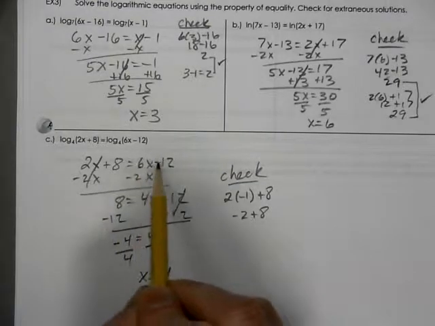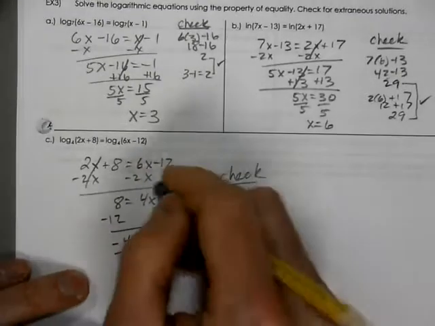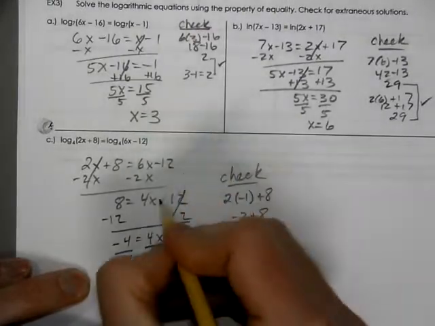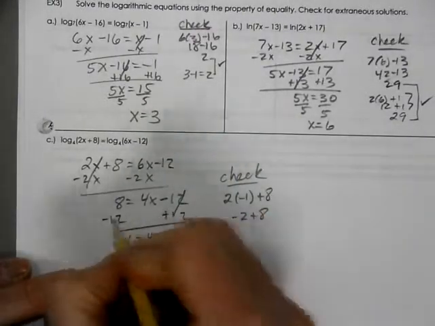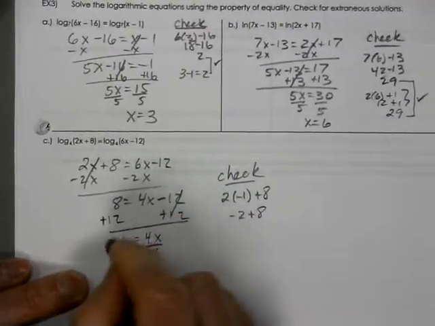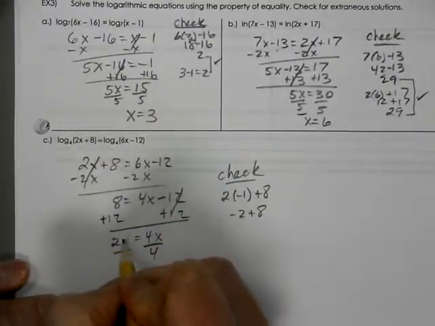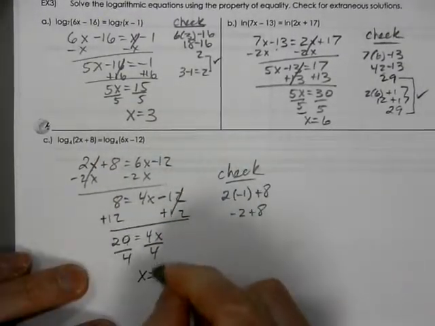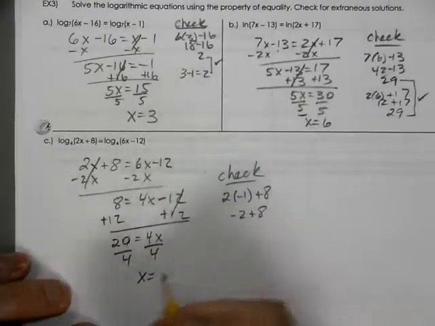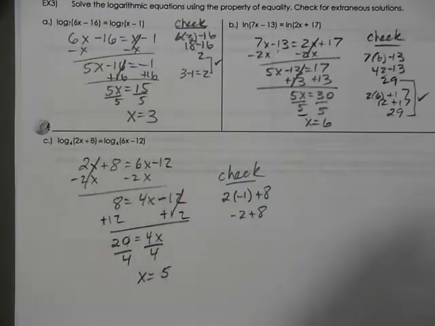I'm sorry. 6x minus 12. This should be 6x minus 12. So I'm going to add the 12 to both sides, which is going to create a 20. And when I divide by 4, I actually get 5. So x is actually 5.